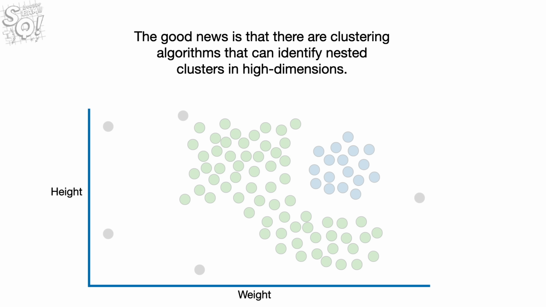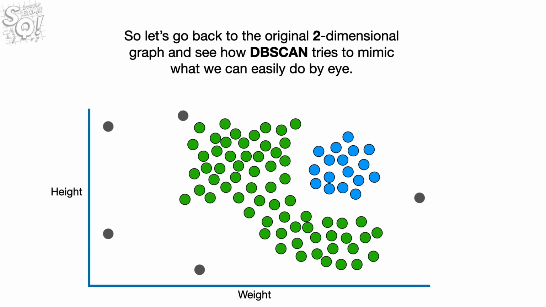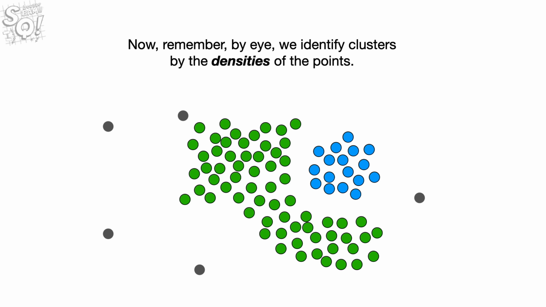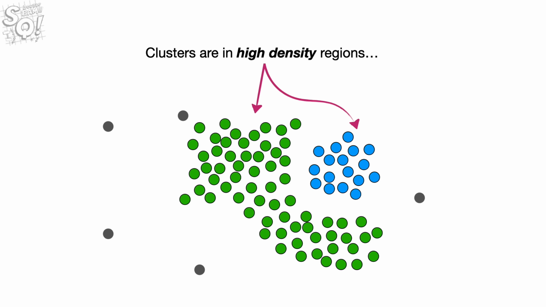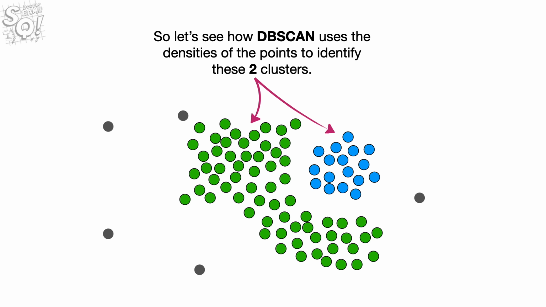The good news is that there are clustering algorithms that can identify nested clusters in high dimensions. One of these algorithms is called DBSCAN, and that's what we'll talk about today. So let's go back to the original two-dimensional graph and see how DBSCAN tries to mimic what we can easily do by eye. Now, remember, by eye, we identify clusters by the densities of the points. Clusters are in high-density regions, and outliers tend to be in low-density regions. So let's see how DBSCAN uses the densities of the points to identify these two clusters.